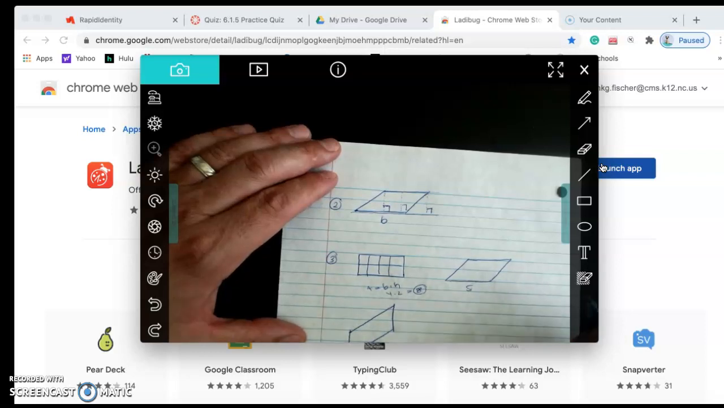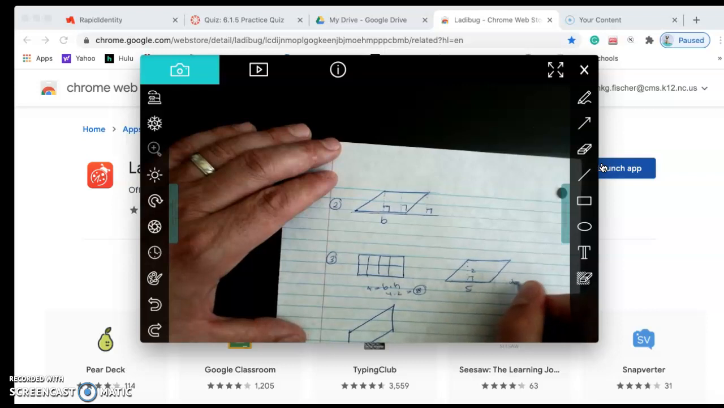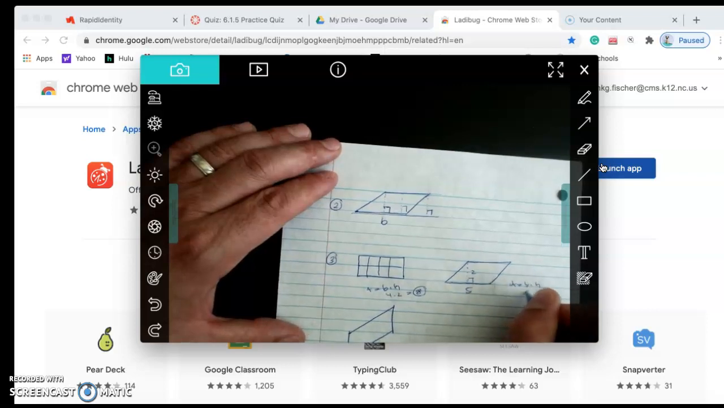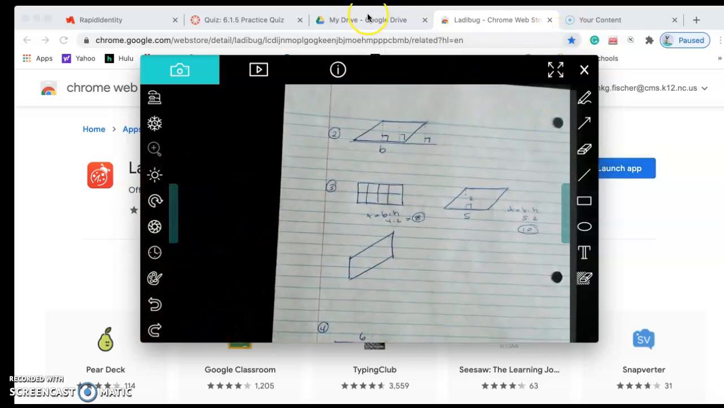We measured that out by counting the blocks, and it's 2 squares tall. So our vertical height would be 2. A is equal to base times height, 5 times 2, 10. So we should have had 10 for that second one.